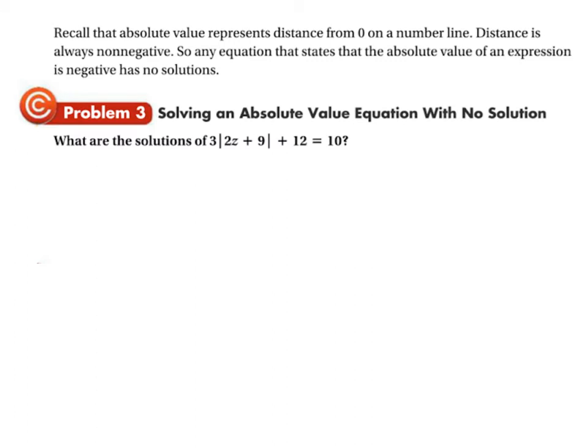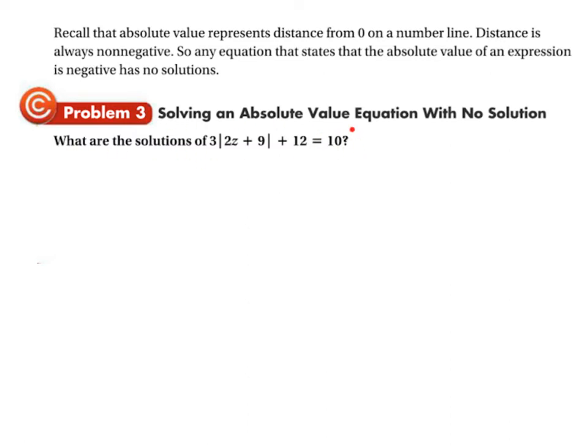As I said, an absolute value is always going to be non-negative. Okay, 0 or positive numbers. You can be as close as 0 to something, 0 units away, or you're some positive number of units away from it. So, because it's distance. So any equation that has an absolute value equal to a negative number is going to have no solutions. So what are the solutions of this?